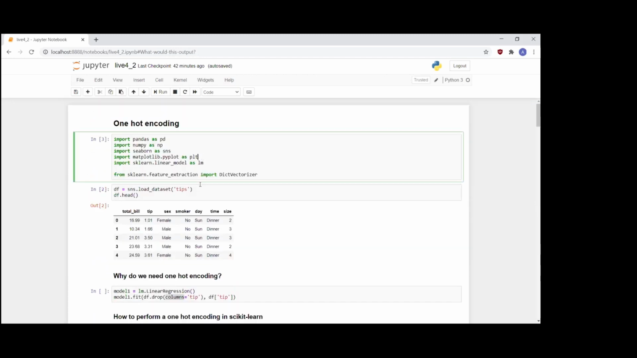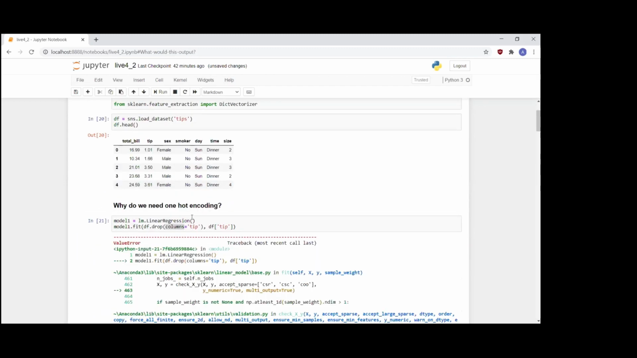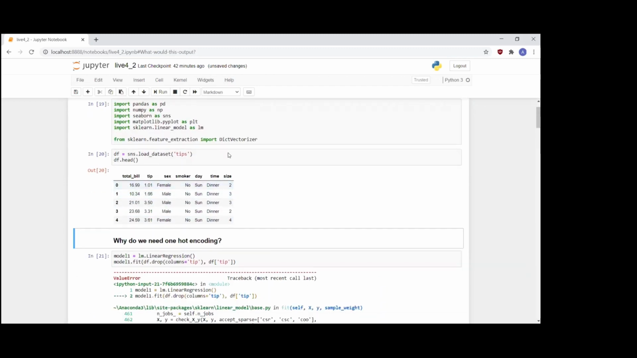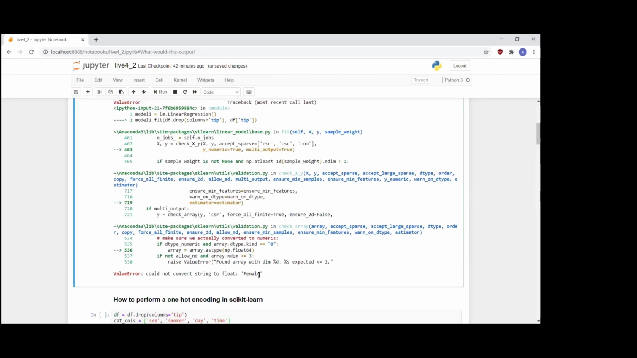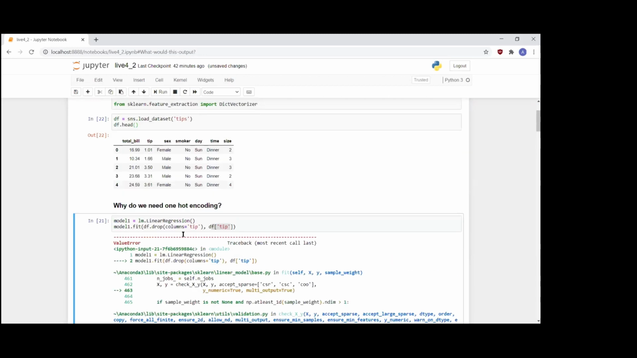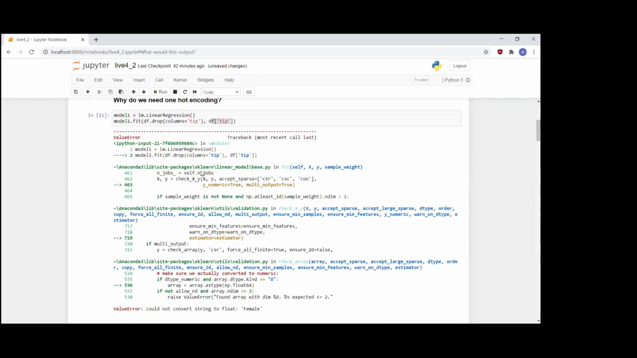So I'm going to go back to this more complicated example. Why do we need one-hot encoding in the first place? I can try just doing a linear regression on everything but the tips, and try to predict the tip from that. But it will yell at me and say I can't convert a string to a float, because it's trying to find a data matrix, but here there are strings. So in order to encode the sex column or any of these categorical variables, I need to one-hot encode them so you can use them as part of your data matrix.